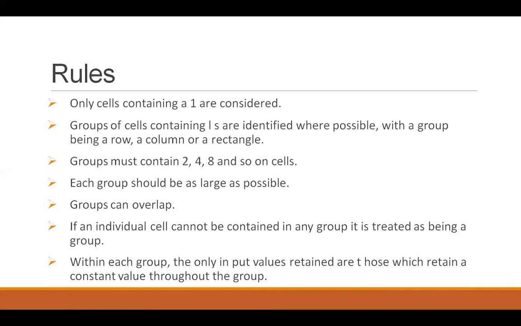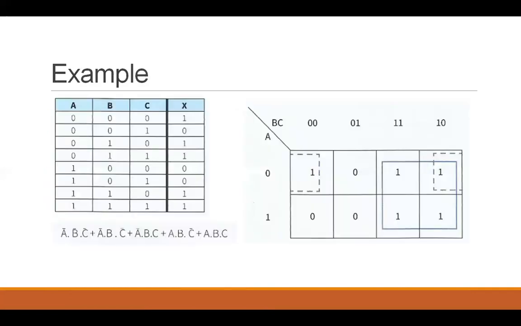Now let's try to put these rules in motion. Let's see how we are actually going to solve these rules. Let's suppose we have this truth table with us. In this truth table, since there are 3 inputs, we have 8 rows.